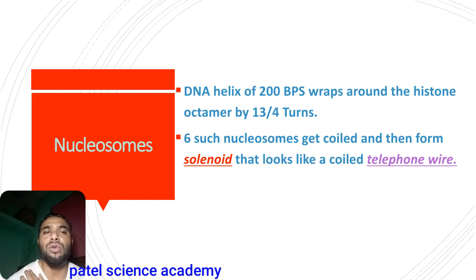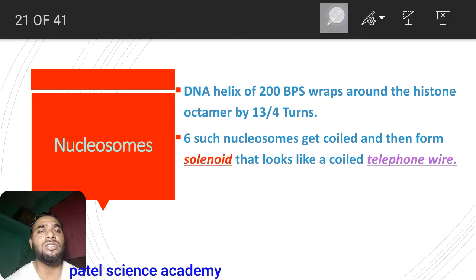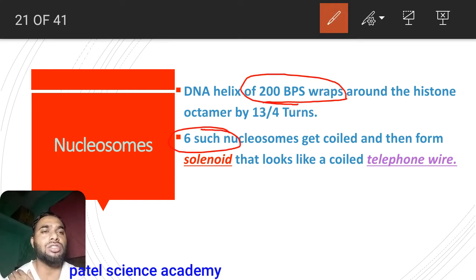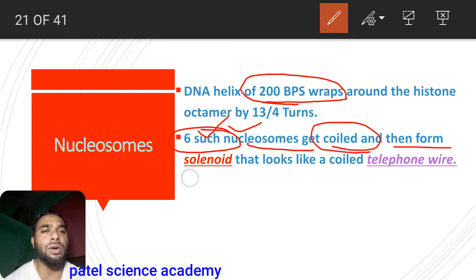It consists of 200 base pairs wrapped around the histone octamer by one and three-fourth turns, and 6 such nucleosomes get coiled. How many such structures? 6 such structures of DNA molecules, each containing 200 base pairs wrapped around the histone octamer. These 6 nucleosomes get coiled and then form a structure.